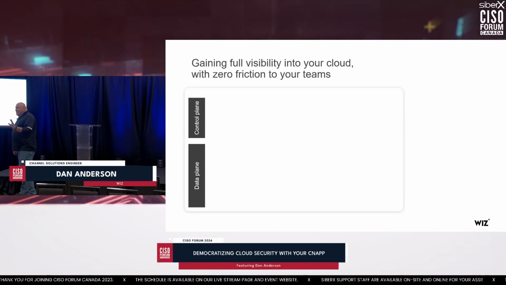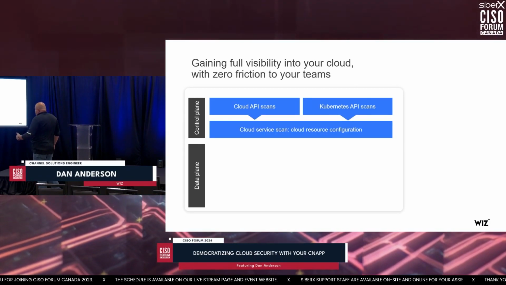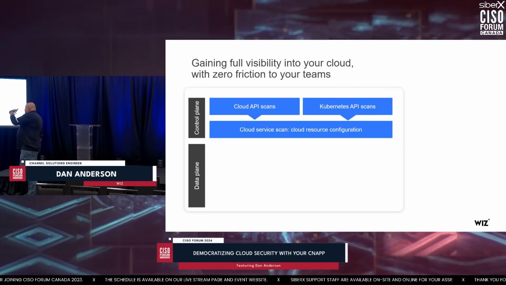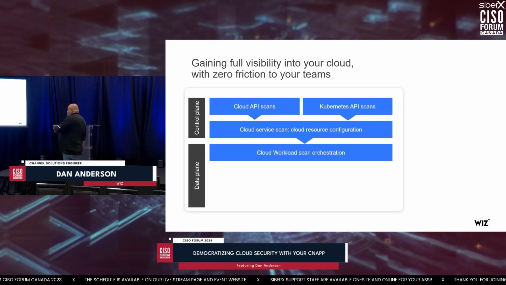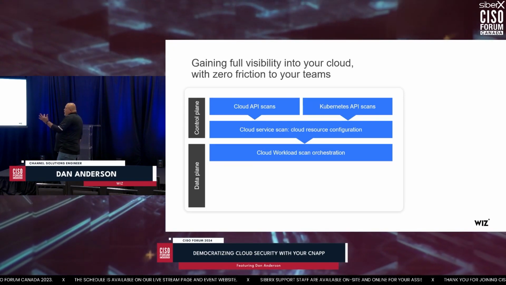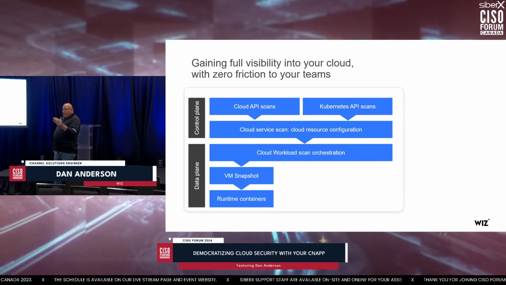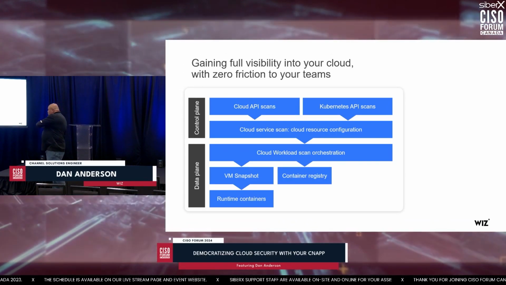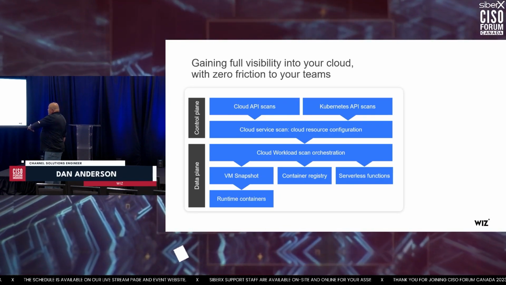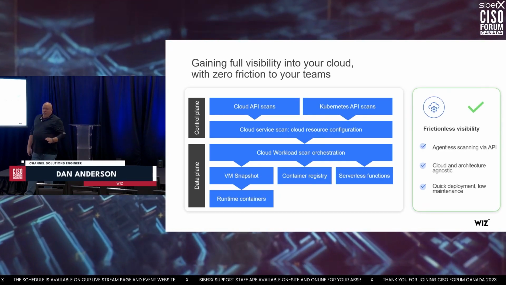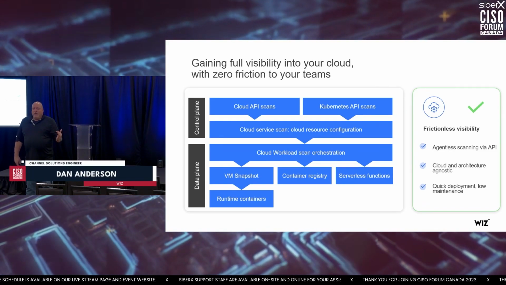So how do I do these things? Well, I'm going to start with API scans, Kubernetes API scans, cloud API scans. I have to be able to look at the control plane from a cloud service, so looking at resource configurations. We also have to now look at the data planes, right? So cloud workloads themselves, such as VM snapshotting, runtime containers, container registry scanning, serverless functions. All of these things, right, can be done without any friction by going to somebody saying, I need to install something or I need to instantiate an agent.